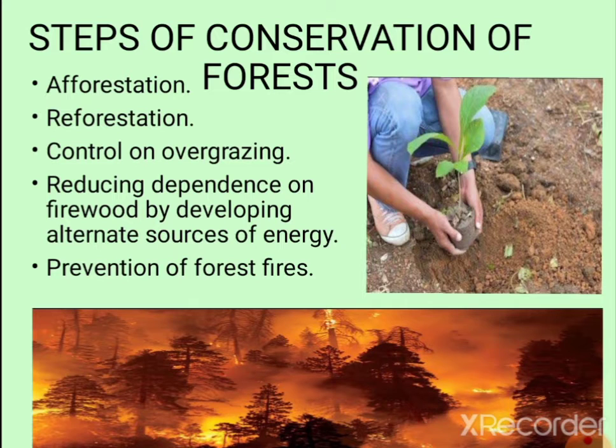Grazing of cattle in forests should be discouraged. Then, the dependence on firewood should be reduced by developing alternate sources of energy. Forest fires should be prevented. Apart from that, wastage of timber and firewood should be avoided.